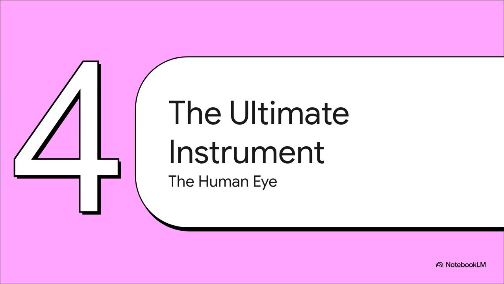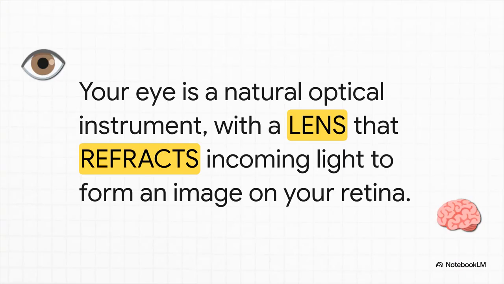Okay, so we've talked about mirrors and lenses and microscopes and these giant telescopes. But you know what? All of this incredible human technology, it's all just an attempt to copy the most amazing, most sophisticated optical instrument ever created, the human eye. And this is the part that just blows my mind. Everything we've been talking about, this whole story of bending and focusing light, it's happening inside your own head right now as you're watching this.